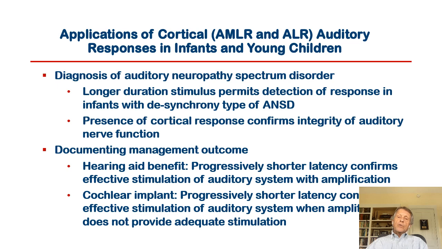The cortical responses can be very helpful in documenting auditory neuropathy spectrum disorder, in particular if you've got no ABR because of problems with the synchronous firing of the neurons. And you're wondering, is the auditory nerve even functioning? I mean, the ABR is absent. We've got cochlear microphonic present, maybe OAEs, but there's no ABR. Is anything getting up the nerve to the brain?